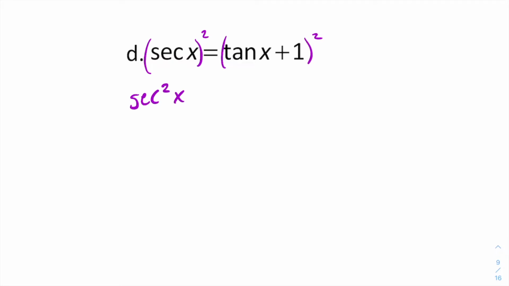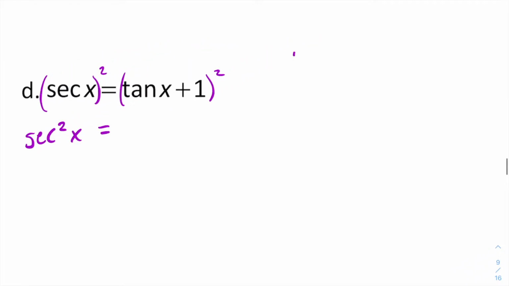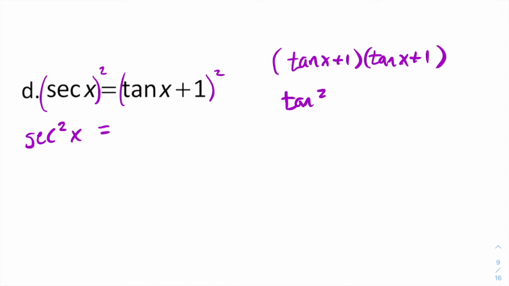So that'll be secant squared of x. The right-hand side, you will need to FOIL out tangent x plus 1 and then tangent x plus 1. That'll be tangent squared x. You'll do tangent x, but then another tangent x. So really, you're going to have like 2 tangent x. And then the last one will be plus 1.